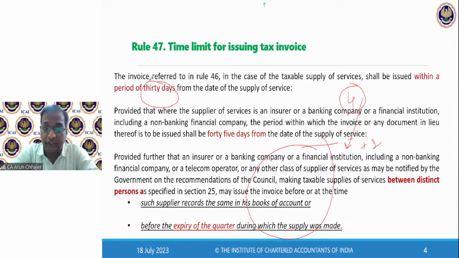In the relaxation of 45 days, in the time limit of 45 days, the telecom operator is not added. So it is covered by the normal provision.